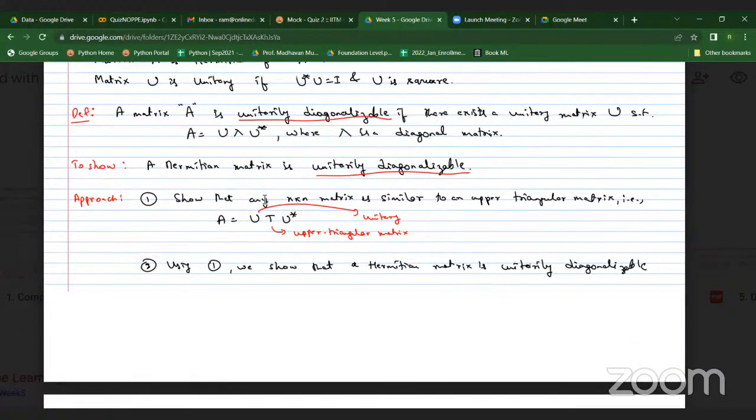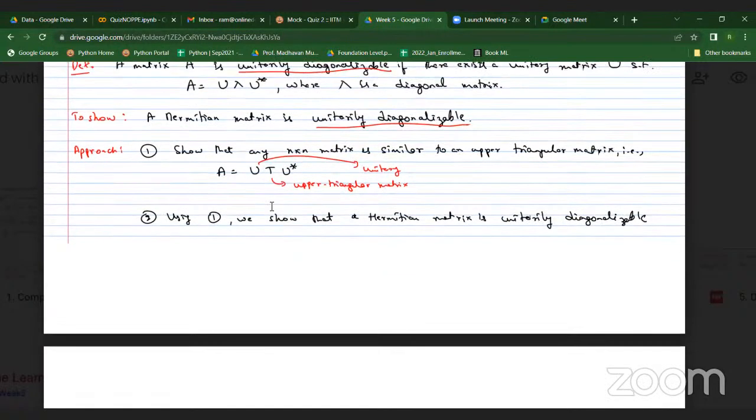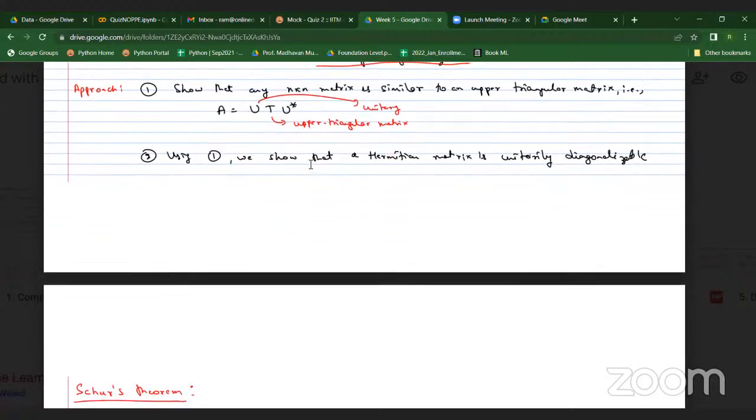What we will do is we just show that any matrix A can be written as U T U star, where T is an upper triangular matrix, and then we show if A is a Hermitian matrix, then this upper triangular matrix will be a diagonal matrix. Okay, we just show that. If you just show this proof, the other proof will be pretty much easy.